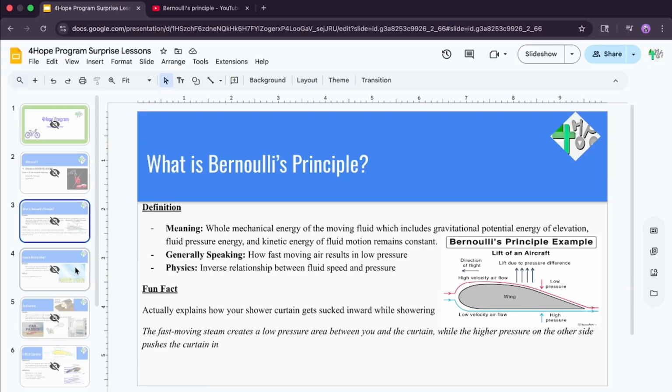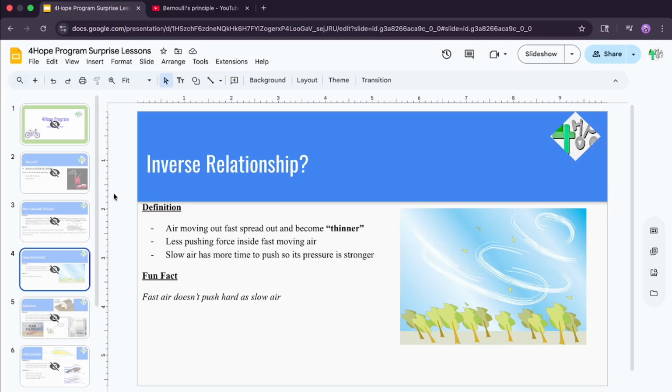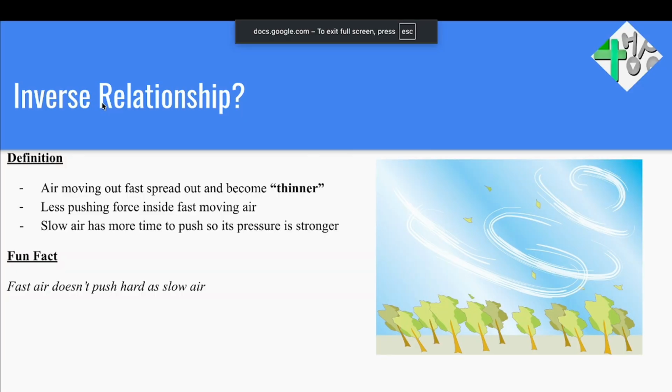It's really good. So now let's go over what the inverse relationship is between fluid speed and pressure. So really the air moving out fast, it spreads out. What's happening in this inverse relationship is that the air that's moving out is moving out very fast. It's spreading out in many varieties, and it's becoming thinner and thinner and thinner. The particles are becoming thinner, and then there is less pushing force inside the fast moving air.